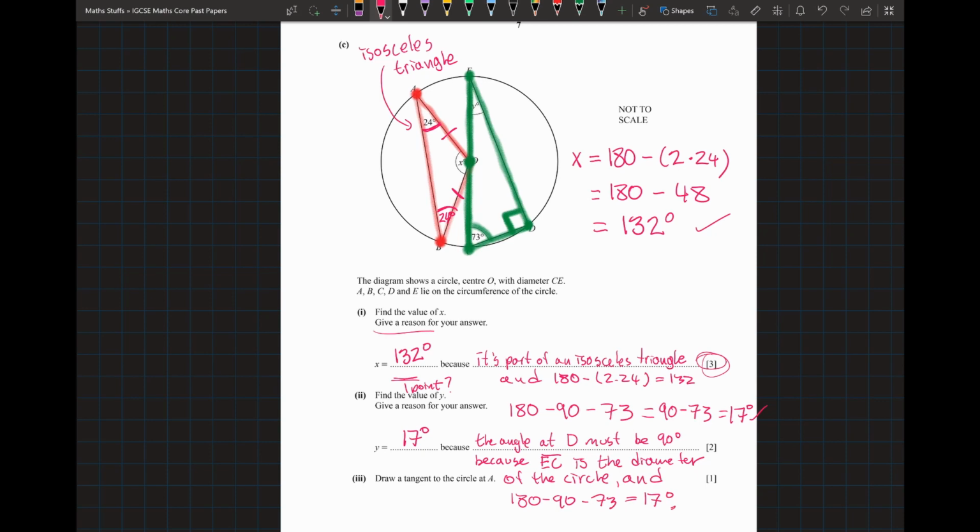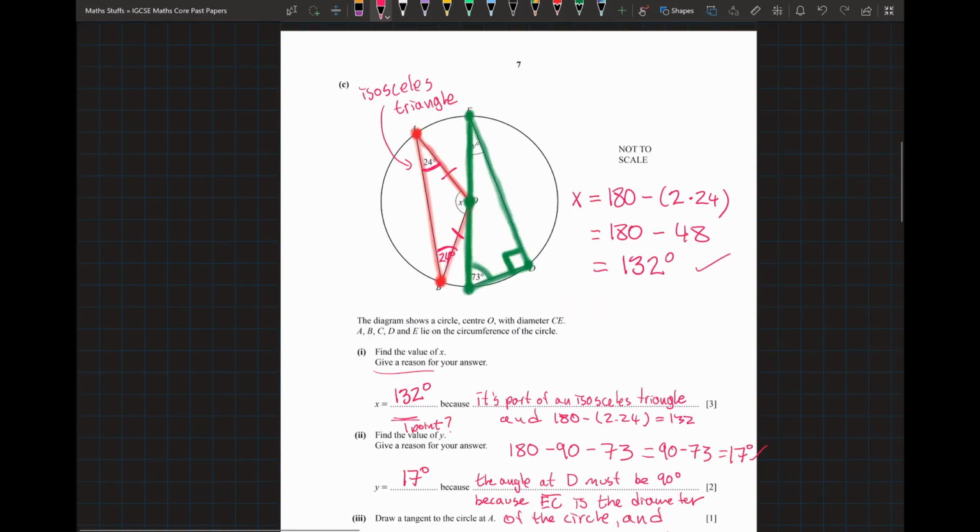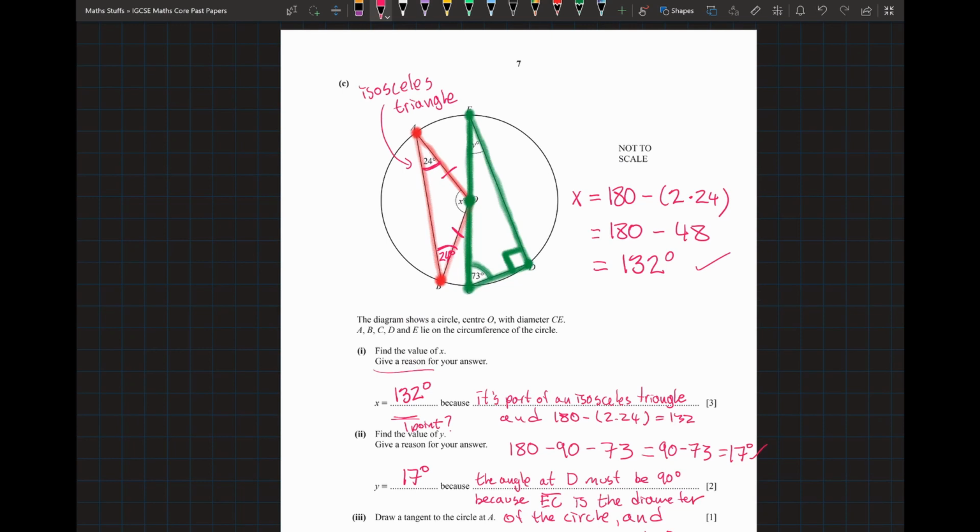It's probably way too much information because they don't give you much space. We'll see what they're actually looking for on that mark scheme later. All right, last question, almost done. Draw a tangent to the circle at A. So this is our point A right here. I'm going to use a different color for this.